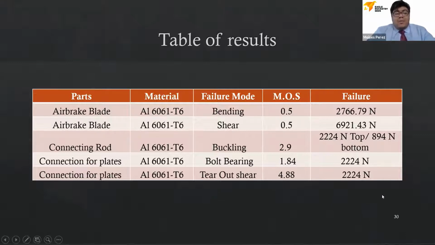Finally, for the connecting plates, a ball bearing, we obtain a margin of safety of 1.84. And for tear out shear, we obtain 4.88 when we apply a shear force of 2,224 newtons.